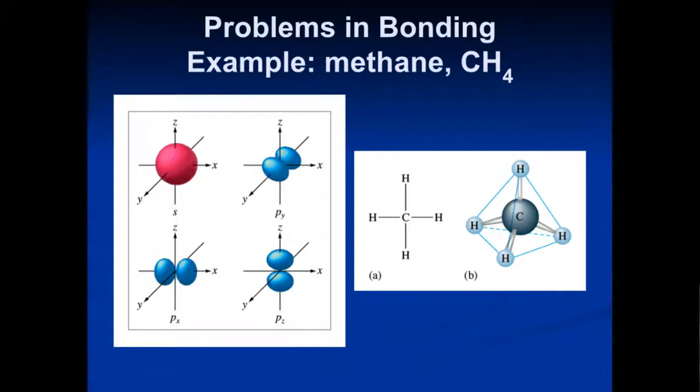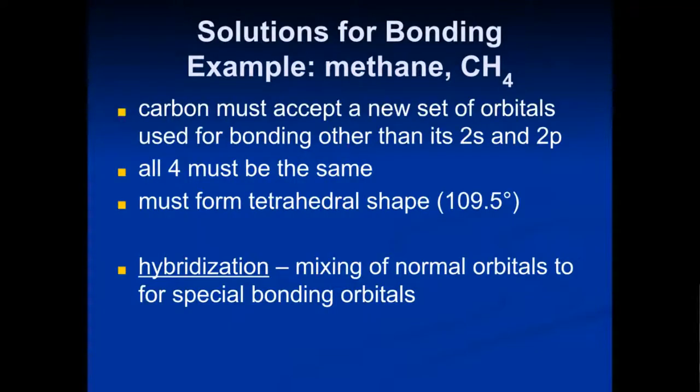This is a picture over here on the left of the different orbitals that are available to us, the s orbitals and the 3 p orbitals, and you can see that they're in very 90 degree orientation, or the s orbital is 360 degrees symmetrical. But the methane molecule here on the right, you can see, has a tetrahedral shape. Okay, so there's a problem here. We've got to figure this out.